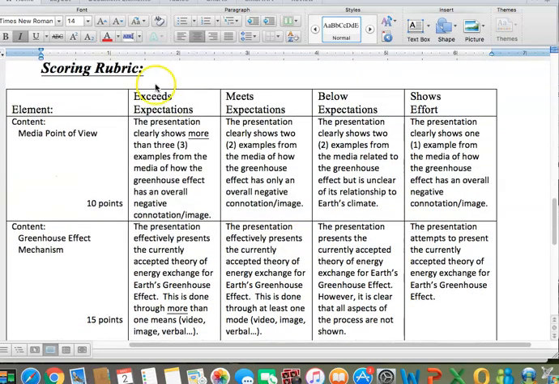So let's look at your rubric, and I'm not going to read this entire thing to you, but I'm going to focus strictly on how to get close to full credit or full credit for each one of these 5 categories that we're going to look at. First category is the media point of view.